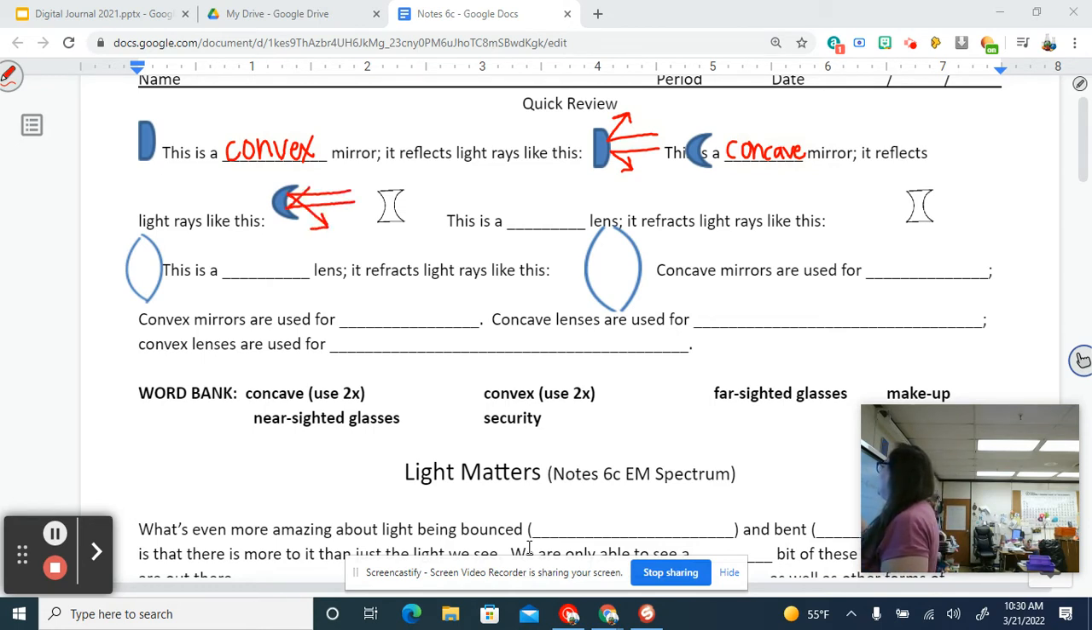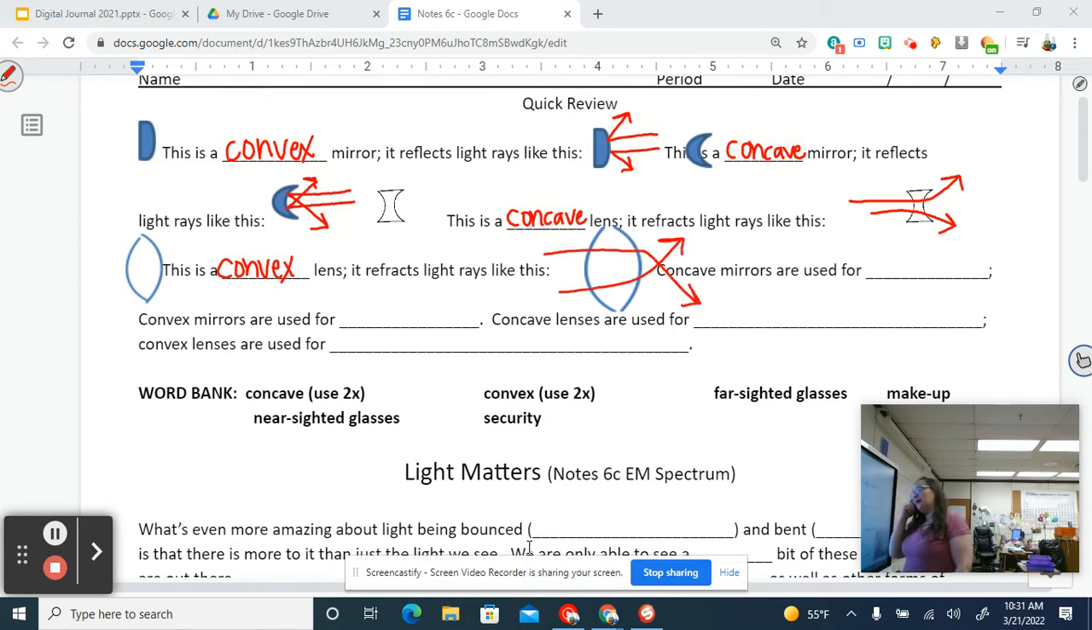So this is why you can end up with an upside down image when you use a concave mirror or magnifying mirror. This is curving in, so this is a concave lens, and it refracts light. The light goes through and bends out and away in a concave lens. And this one is a convex lens. It refracts light rays like this, so the light that goes through bends in and down. And this is why you can get an upside down image with a magnifying glass.